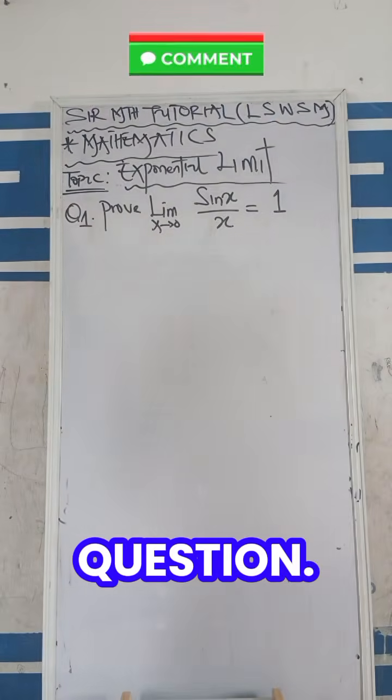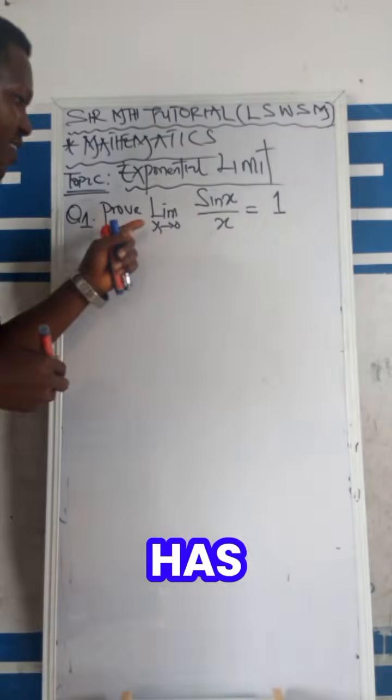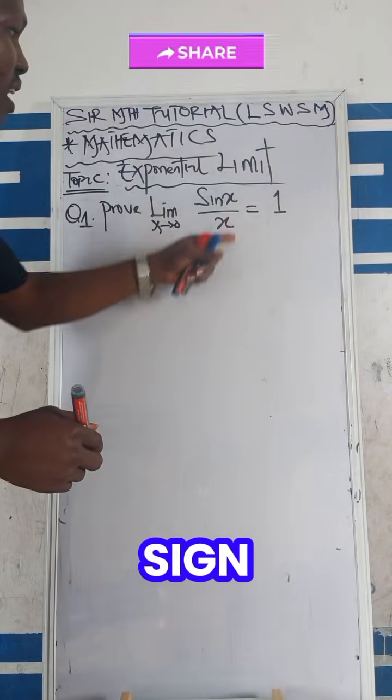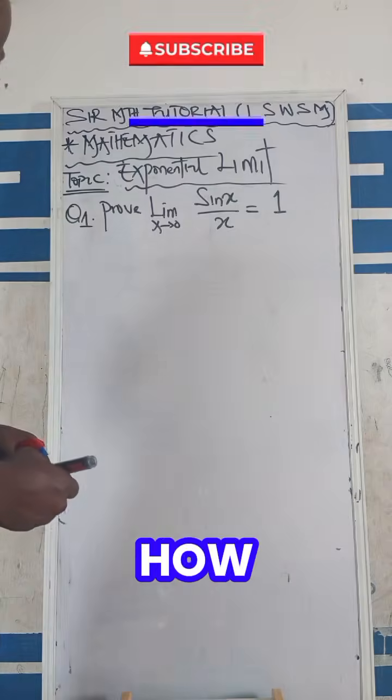Alright, let's see number one question. Prove that the limit as x tends to 0 of sine x over x is equal to 1. That is number one. How do we do it?